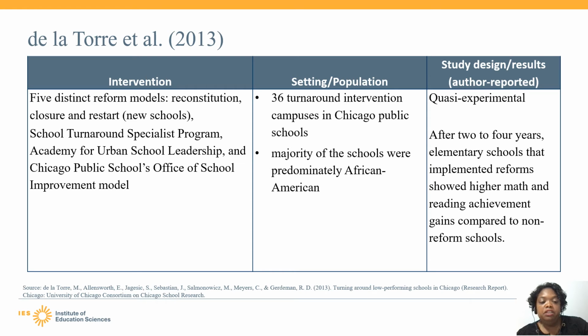Some schools implemented the School Turnaround Specialist Program, others implemented the Academy for Urban School Leadership, and some implemented the Chicago Public Schools Office of School Improvement Model. Again, the population was 36 intervention campuses, and the majority of the schools were predominantly African American. The study was quasi-experimental, and after 2 to 4 years, elementary schools that implemented reforms showed higher math and reading achievement gains compared to non-reform schools.